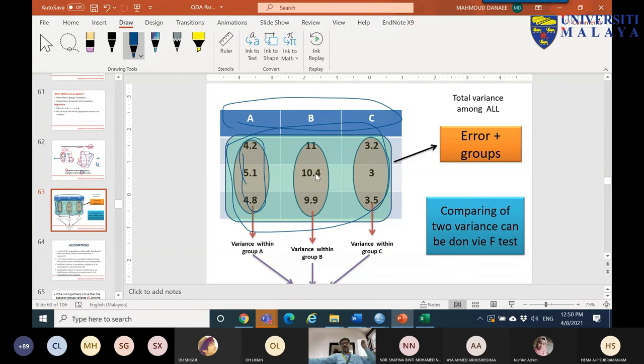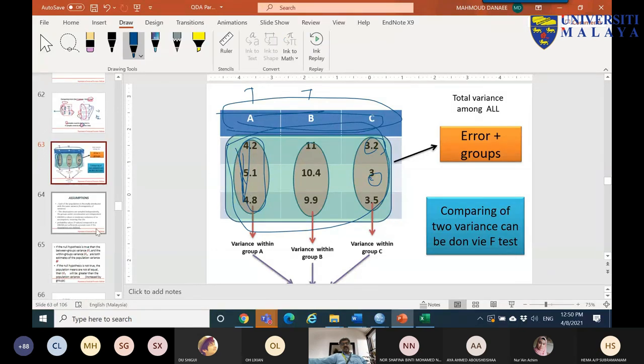That's why we compare these two variances and then we identify whether groups, suppose that these are the treatments, treatment one, treatment two, treatment three, and this is the subjects. We want to see whether the variance caused by the treatments compared to the variance within groups are the same or not. Okay, forget it. Just let's do the comparison among groups using the one-way ANOVA.